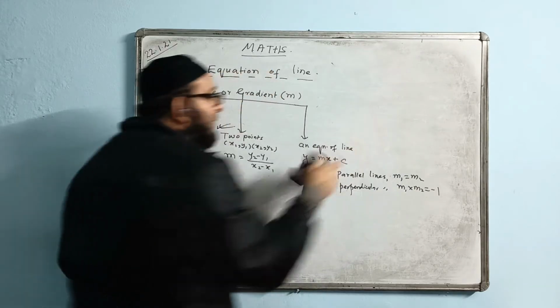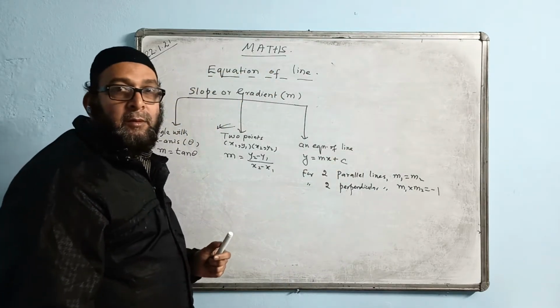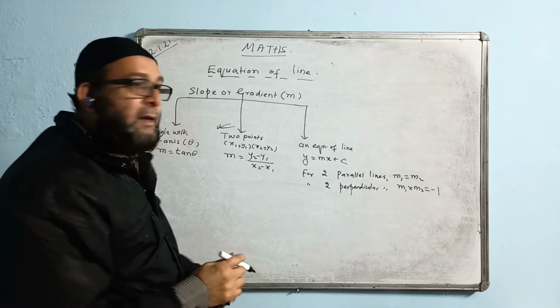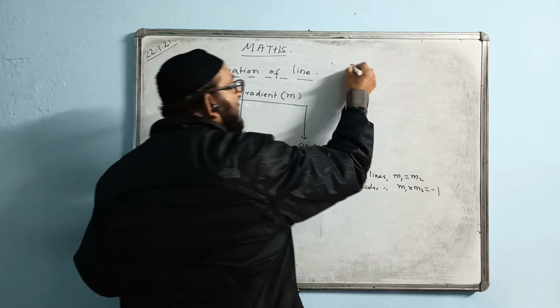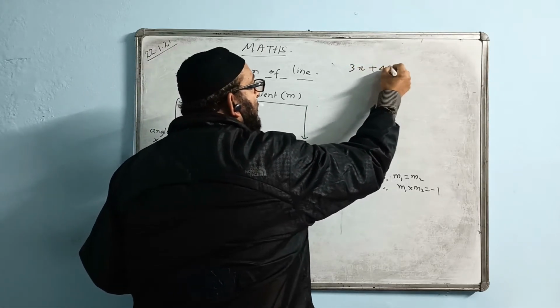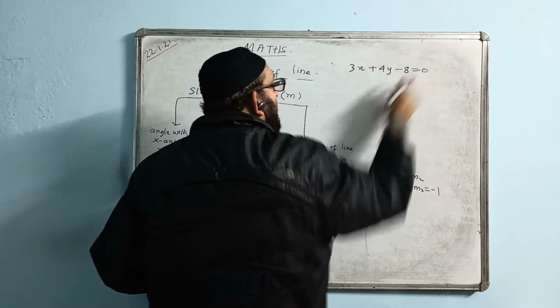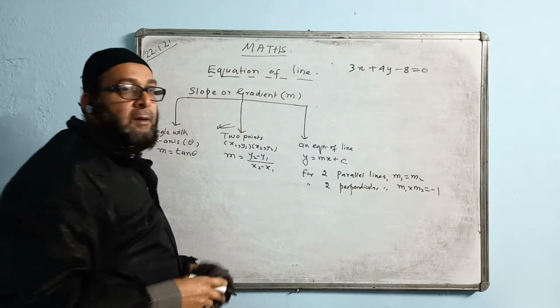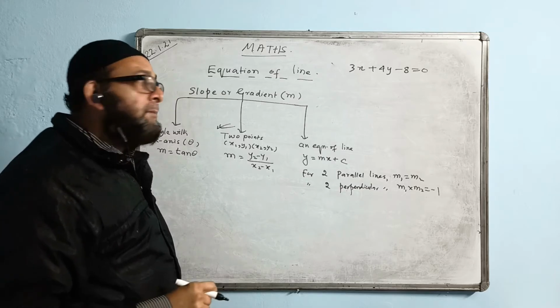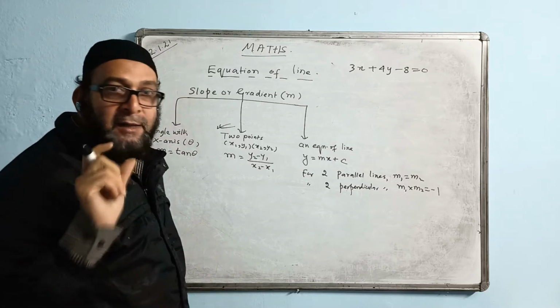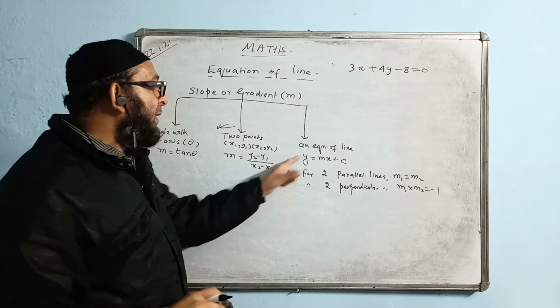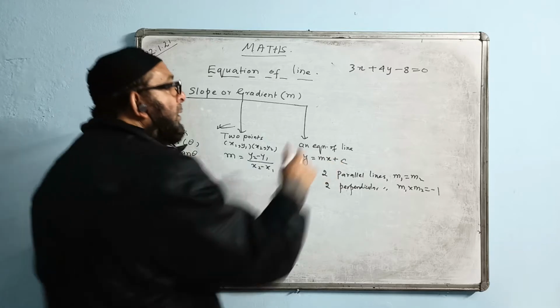In the third one, they will give the equation of a line and ask to find the slope of that line. Suppose the line is given like this: 3x plus 4y minus 8 equal to 0. Okay, find the slope of this line. How do you find the slope of this line? We'll make y the subject of the formula. We'll express it in y equal to mx plus c form.